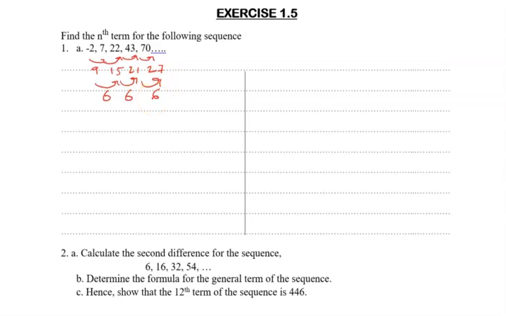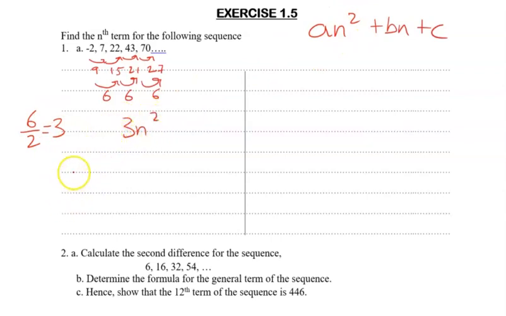Now the general equation of a quadratic sequence is an squared plus bn plus c. Now to find a, we need to halve the second difference. So that's the next step here. So we're going to do 6 divided by 2. We're going to get 3. And this number here is the coefficient of n squared. So this becomes 3n squared.